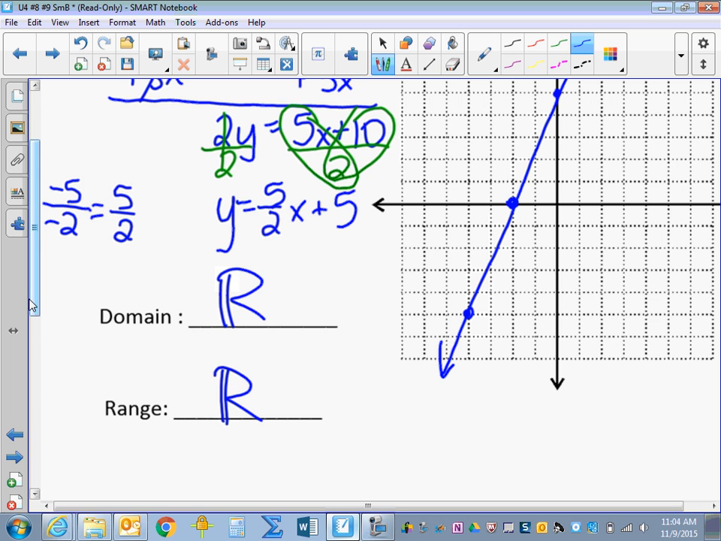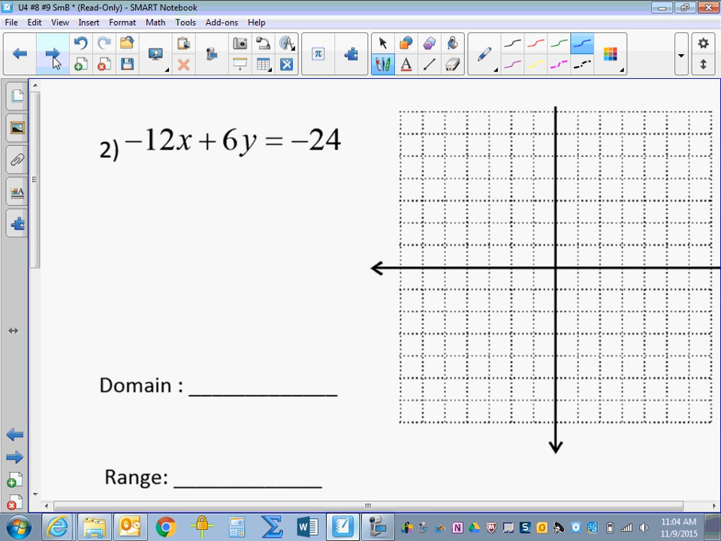All right, next problem. Negative 12x plus 6y equals negative 24. Just like our last one. All right, what's our first step?